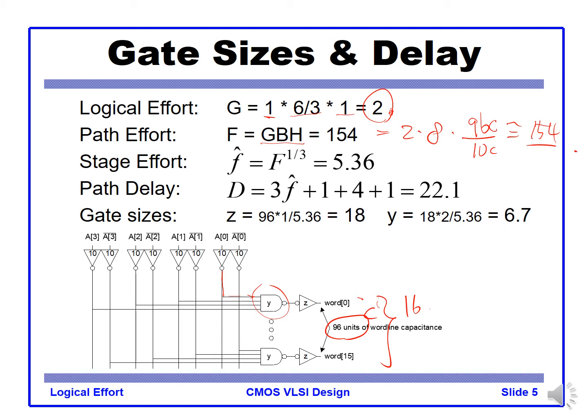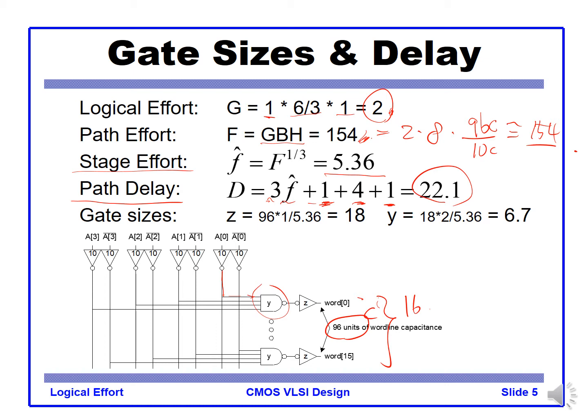Once we know that, the stage effort can be found as the third root of F. So that gives us 5.36. This is the stage effort, the stage delay for me to get the minimum delay in the path. Now finally, we can calculate the path delay using F hat. So the minimum path delay would be 3 times F hat plus the parasitic delay of the inverter, the parasitic delay of the 4-input NAND gate, and the parasitic delay of the inverter. That gives us 22.1. This is the minimum path delay for the given logic gate.